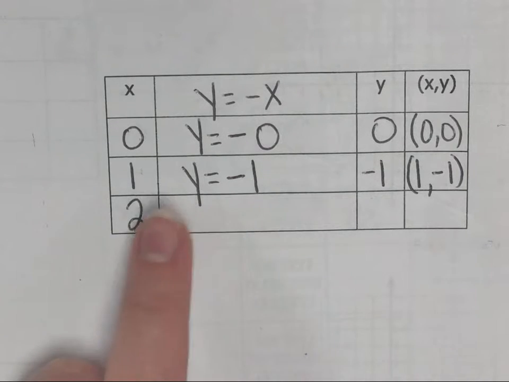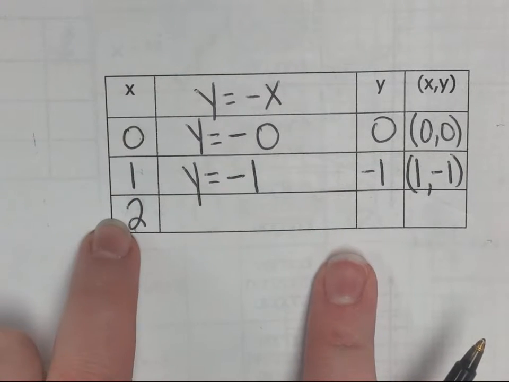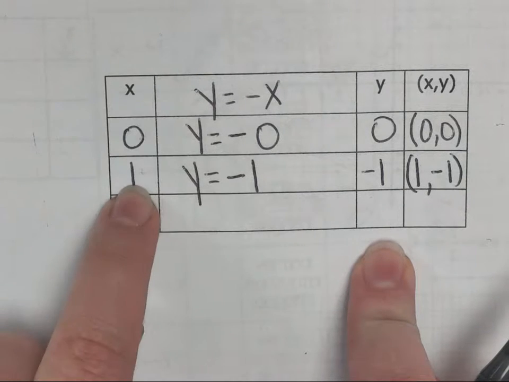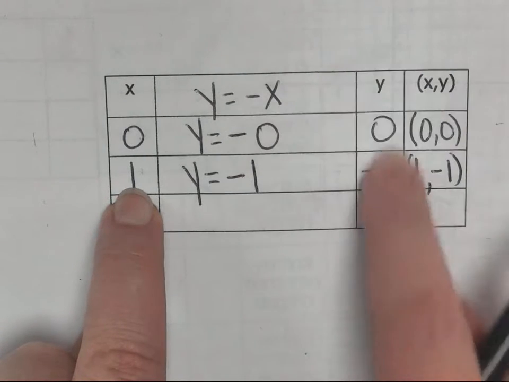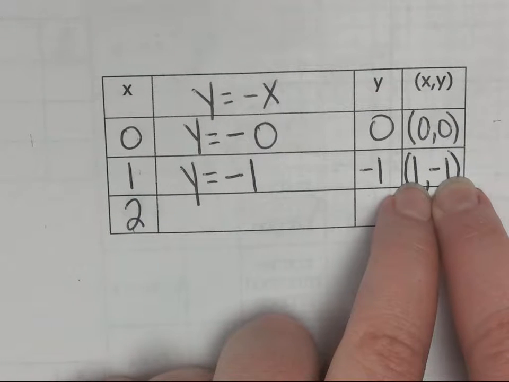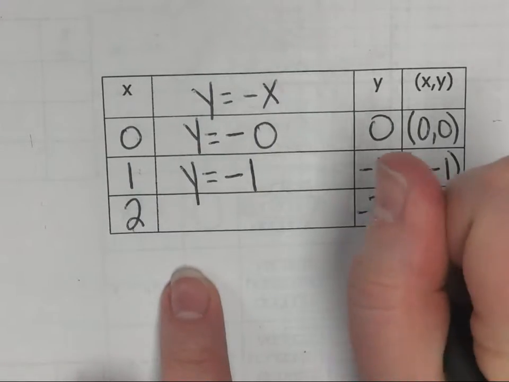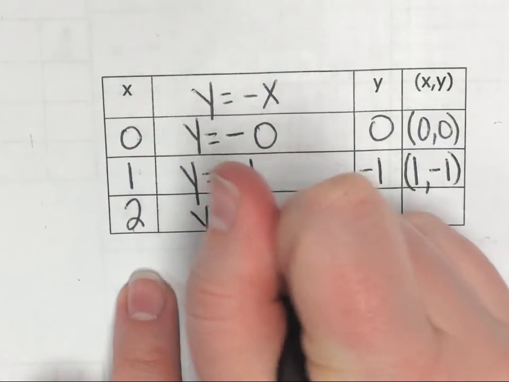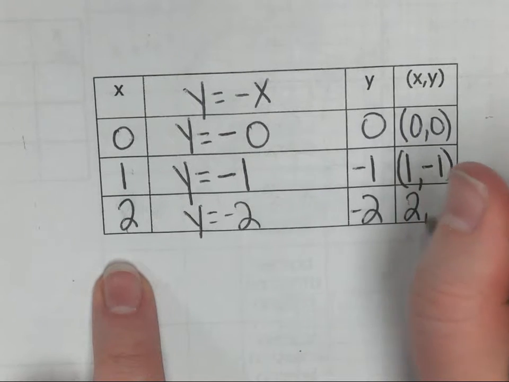Okay. Kyle, x is this column here. Y is this column here. The x value we plugged in is 1. The y value we got out is negative 1. 1, negative 1 together make our coordinate, x, y. So would the next one be y equals negative 2? Yes, y is equal to negative 2, so y is negative 2. So is it 2, negative 2? Yep, 2, negative 2.